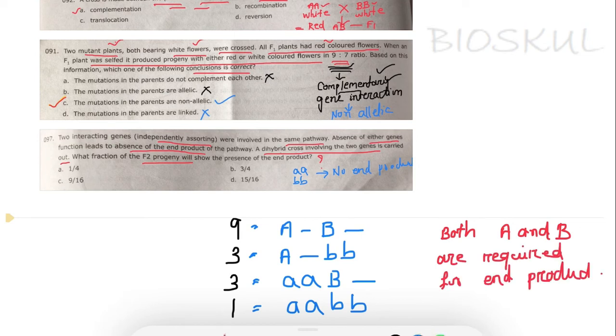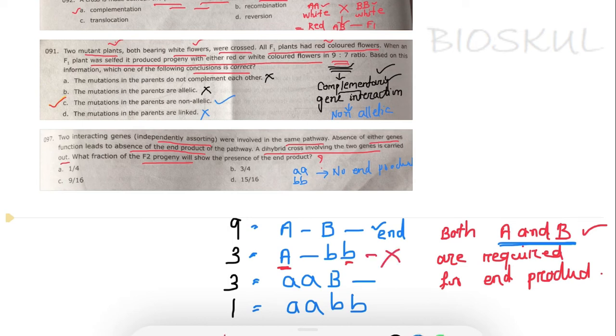So now we look at what fraction of F2 progeny will show the presence of the end product. That means for the formation of the end product, both A and B genes are required. Here, look at this, both A and B genes are present. That means this one will give rise to the end product. Then look at here, A gene is present but B is mutated. For the formation of the end product, both A and B genes are required, right? But one is absent here, so it cannot give rise to the end product.